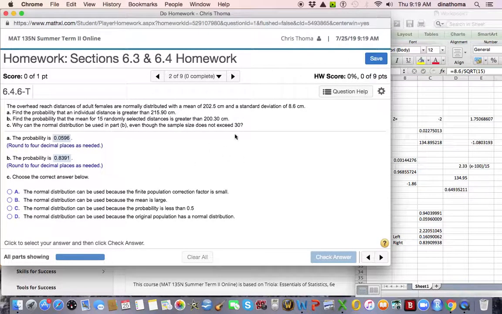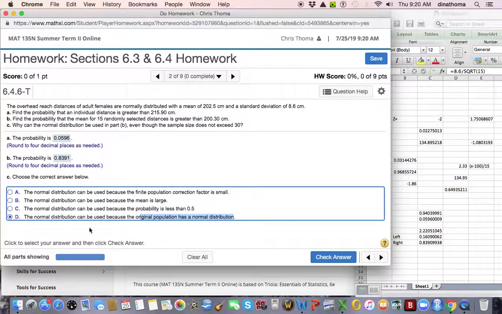All right. Now, why can the normal distribution be used in part B even though the sample size does not exceed 30? So, central limit theorem says you need a sample of 30 to apply the central limit theorem unless the distribution you're sampling from is normally distributed. Well, it says right here, the overhead reach distance for adult females are normally distributed. Therefore, we can have a sample size less than 30 because the original population has a normal distribution.